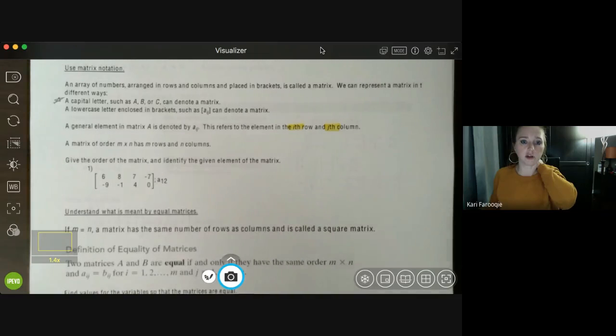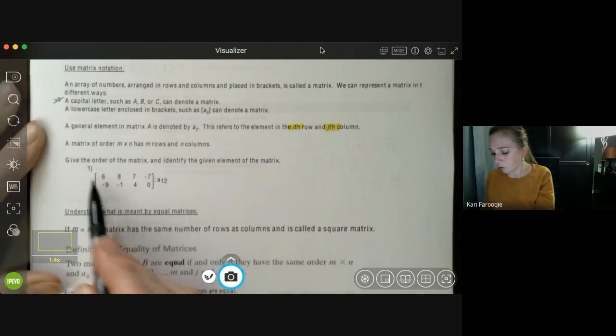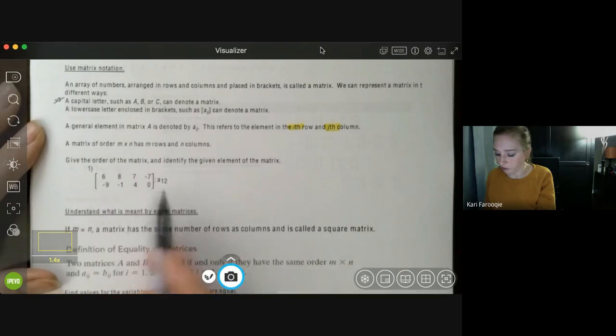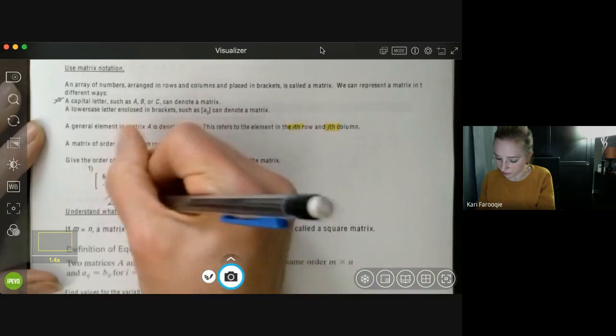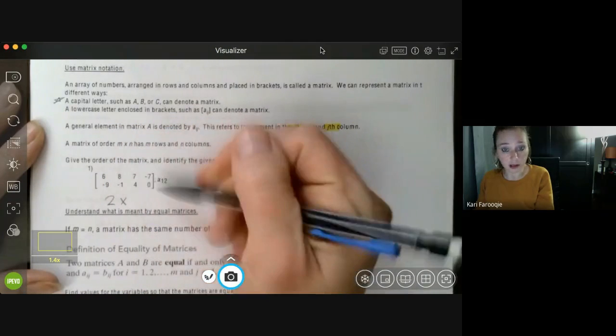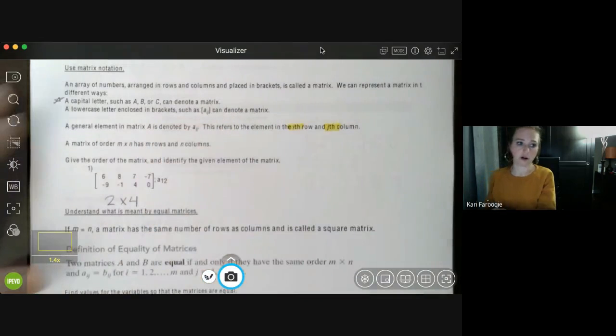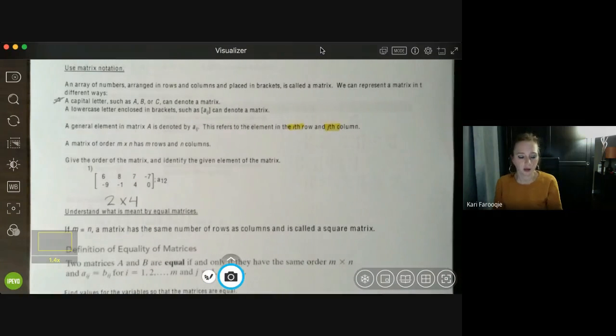So the order is just the number of rows times the number of columns. So the rows, remember, are horizontal. So we have 2 rows. And then the columns are up and down, vertical. So we have 4 columns. I know it's sometimes easy to switch those around. You've got to remember the proper order for those.